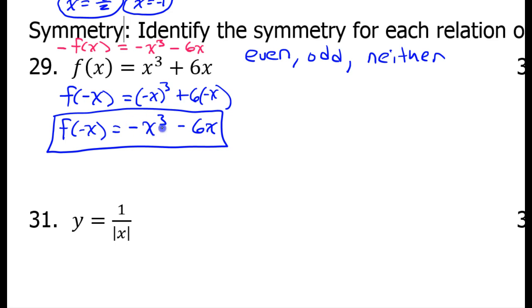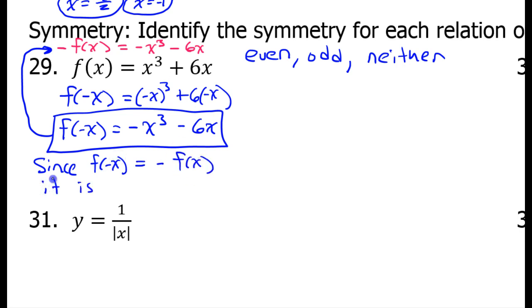So let's see, negative x to the third power minus 6x. It does not equal the original function, but it does match the negative function. So see how this matches this. So we will say since f of negative x equals negative f of x, it is odd.